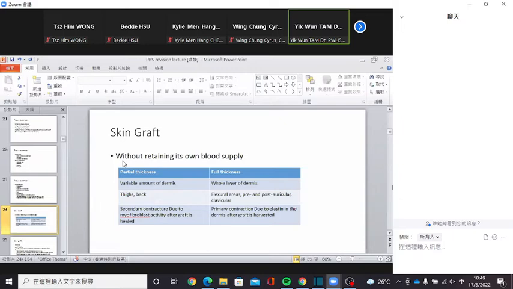For full thickness, because we have to primarily suture up the donor site wound, they're mostly taken from the flexural areas, the pre and post auricular area, or the supraclavicular area. So partial thickness skin graft has secondary contracture due to myofibroblasts in the wound healing process after a graft is taken. And for full thickness skin graft, the primary contraction is due to the elastin in the dermis after the graft is harvested.